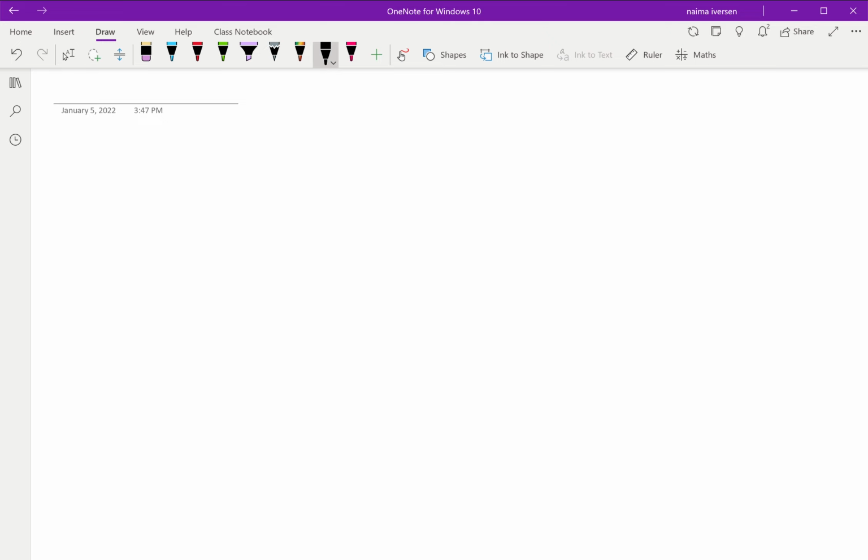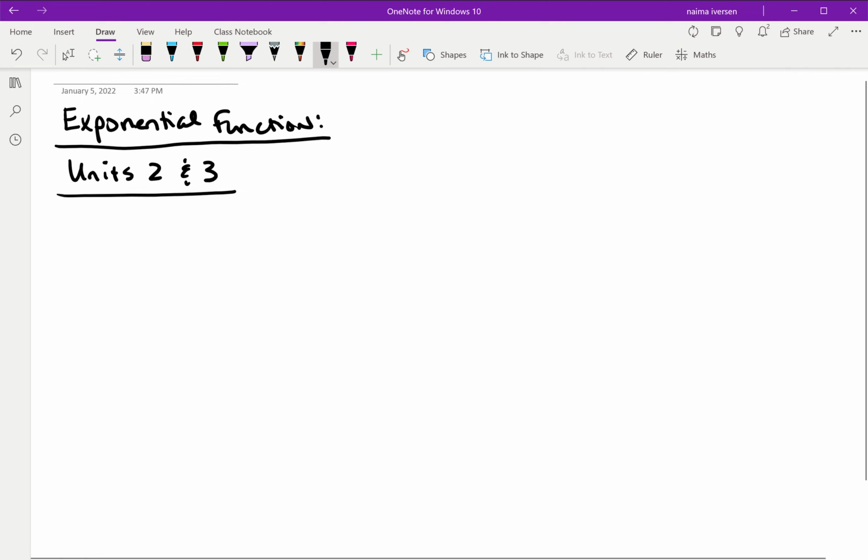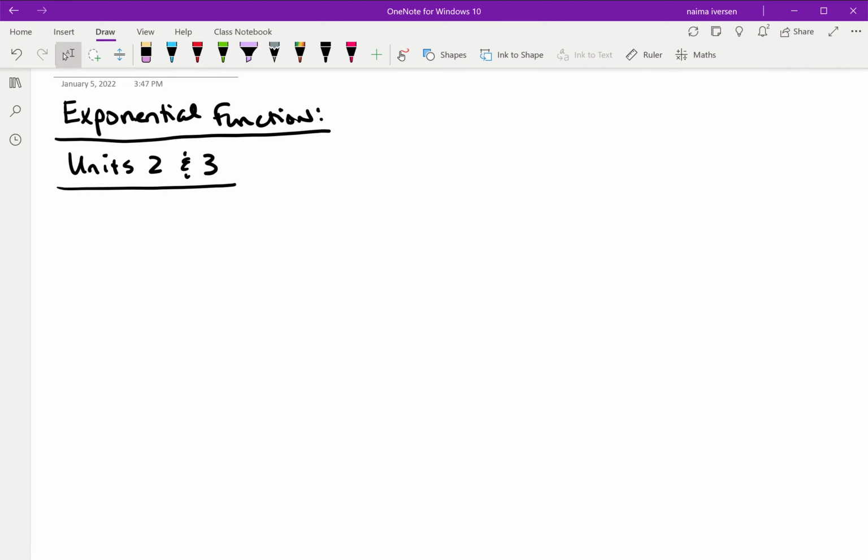Okay, so I just want to go through exponential function review with you guys. So if we take a look at our exponential functions, as we did back in units 2 and 3, this is going to be important for us as we go through into our logarithms unit.